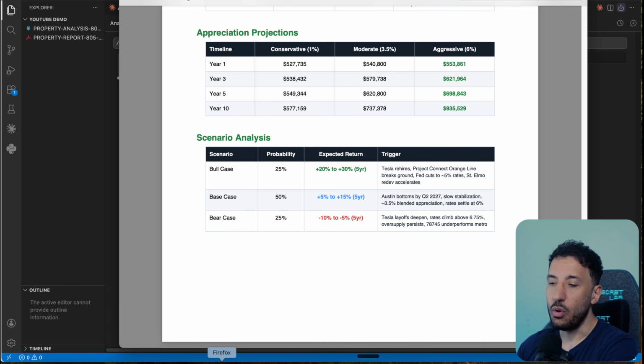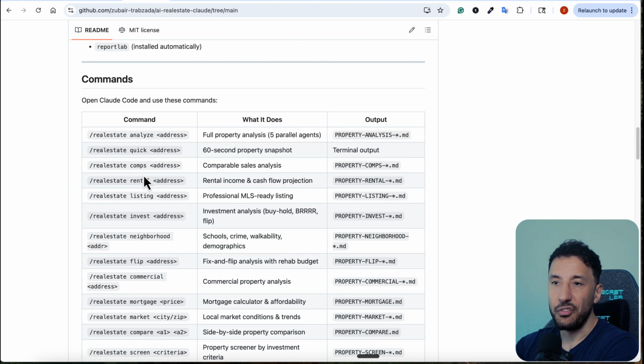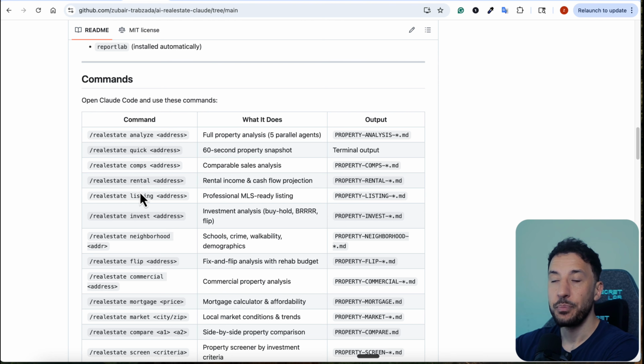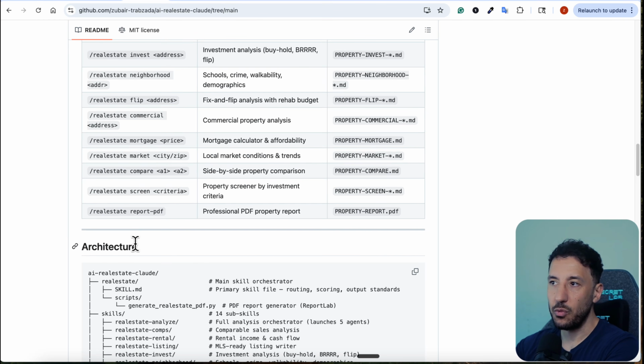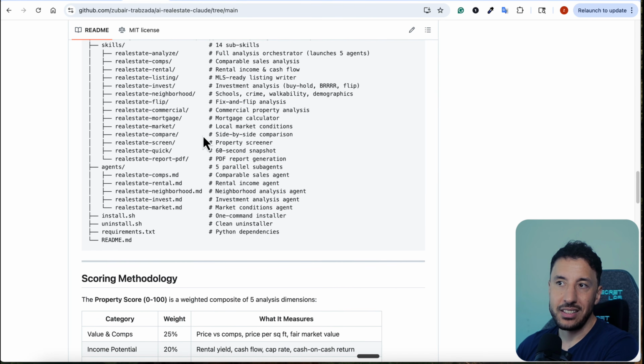Obviously, you have access to all of these other commands that I showed earlier that we can walk through quickly. So if you don't want to do a full analysis, if you just want to know the rental income and cash flow projection for a particular real estate property, all you have to do is run real estate rental, and it gives you all of the rental information only. If you want to know about the neighborhood, you just run a real estate neighborhood command, and it gives you all of the neighborhood information. So that way, if you want to look at 10 properties and you don't want to run a full analysis, you just want to look at something particular, you have these individual commands that you can run. So that's how you have access to all of these incredible things.